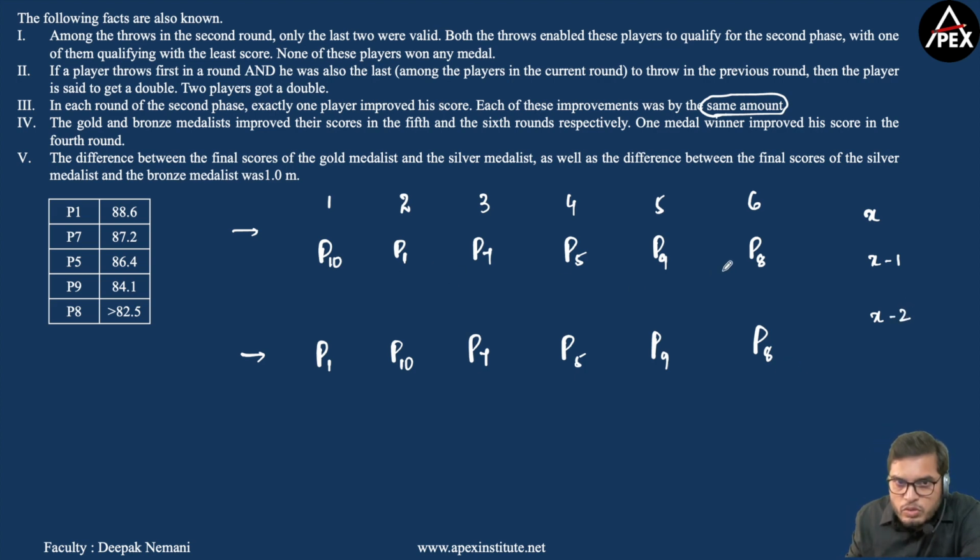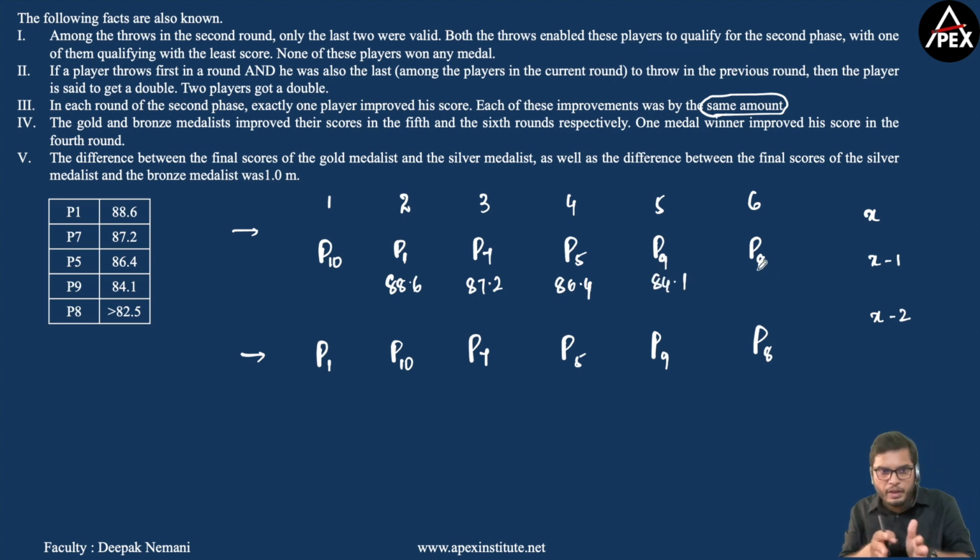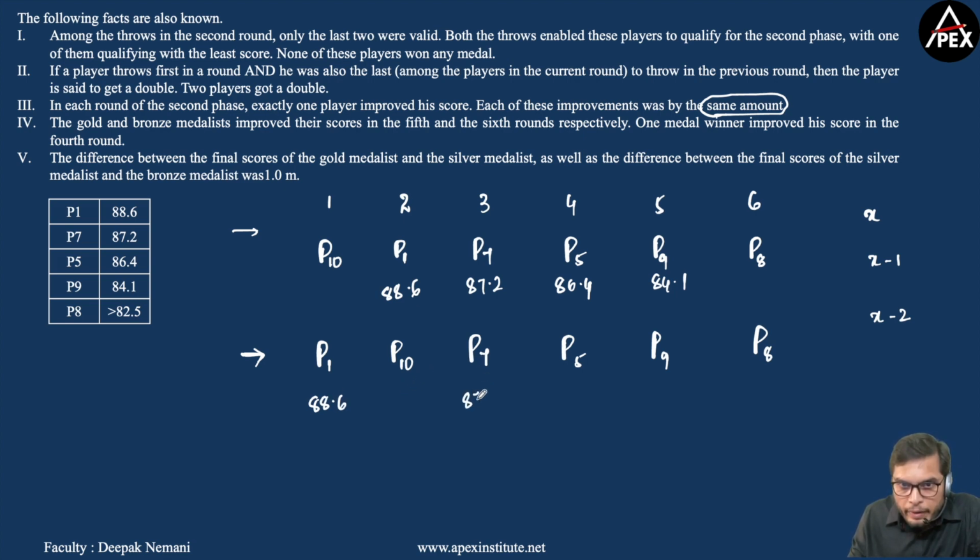Right? Now let me list down the scores of P1, P7, P5 and P9. Okay, now this is 88.6. Now this is 87.2. Now this is 86.4 and this is 84.1. Now whereas the score of P8 should be greater than 82.5 and less than 84.1. And similarly in this case we have P1 scoring 88.6. We do not know P10 score. P7 score will be 87.2. P5 score is 86.4 and P9 score is 84.1. Now if I observe the difference between these scores 88.6 and 87.2, so this is 1.4. Now the difference between these two is 0.8.